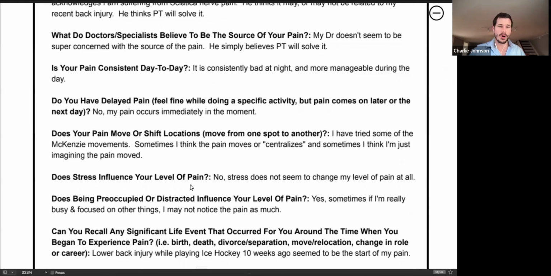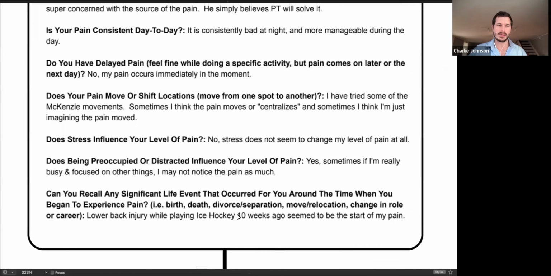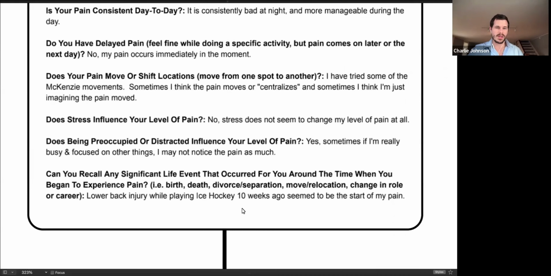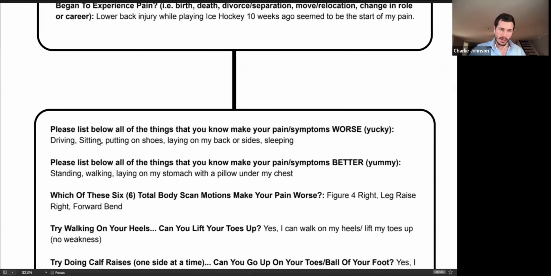Does stress influence it? No. If he's distracted, yes, he may notice it a little bit less. Significant life event? Nothing really other than what he already told us, playing ice hockey 10 weeks ago. A lot of yuckies: driving, sitting, putting on shoes, sleeping, lying on his back or laying on his side. Many people reach out to us with very similar cases where they're laying on their belly because that's all they can do. All right, so we help people with symptoms of both the brain and, in this case, the body.